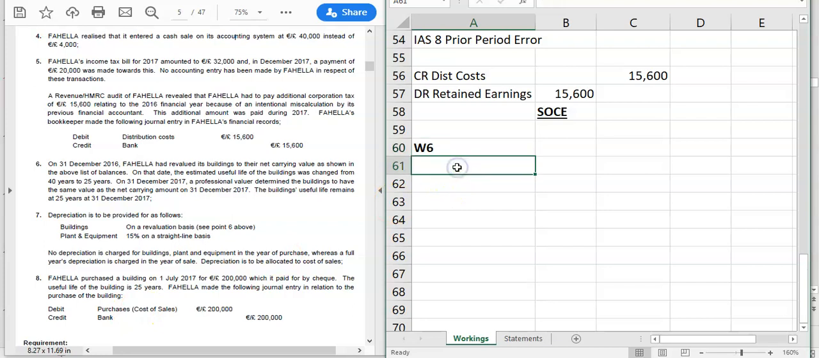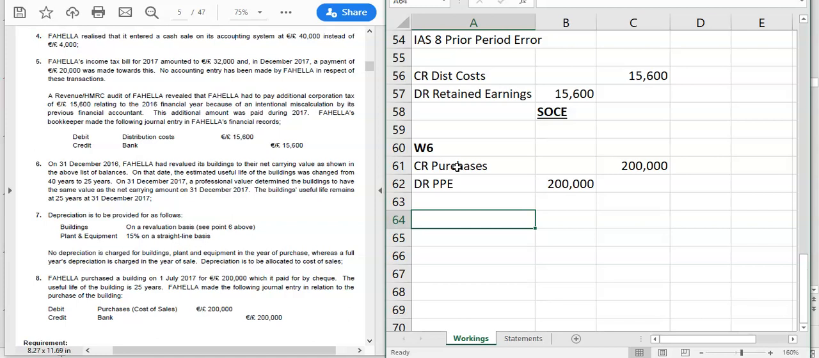So we know that's wrong. We should be crediting purchases and you should be debiting PPE. So PPE should be 200,000 larger and purchases should be 200,000 smaller. So it's no harm to start with the stuff that happened first, because that's going to have an impact then on the rest of the approach as well. So that's our first one.